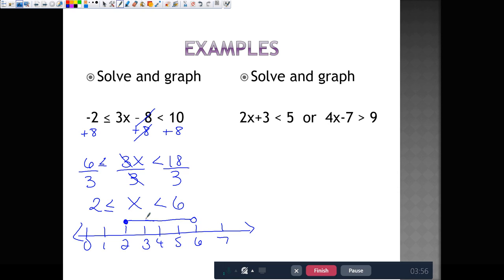So this one has an or, so that means that's a union. So that means I'm going to be solving each inequality separately. So I'm going to subtract 3 from both sides. So I'll get 2x is less than 2.